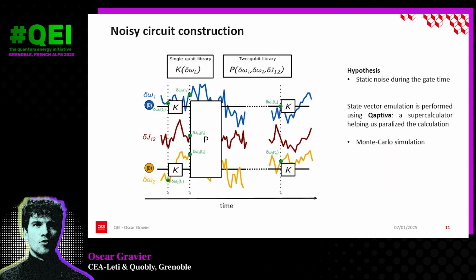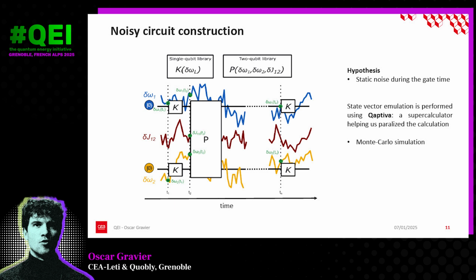So this is an example of a 2-qubit circuit with one qubit here in blue and the other one in yellow. As you can see, in blue and yellow, there is the Larmor frequency evolution in time, and so the noise, which is 1/f noise. And here in red, you have the G-coupling fluctuation over time with an exponential function applied to it.